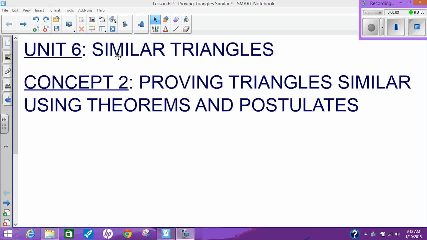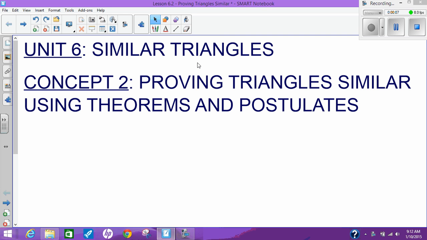Hey all, we are on to the second concept of the similar triangles unit, and here we're going to talk about how to show or prove that triangles are similar, and we're going to talk about some theorems and postulates.